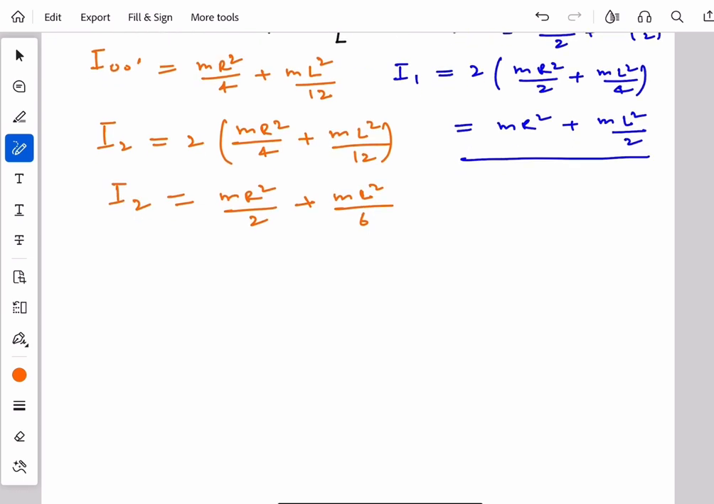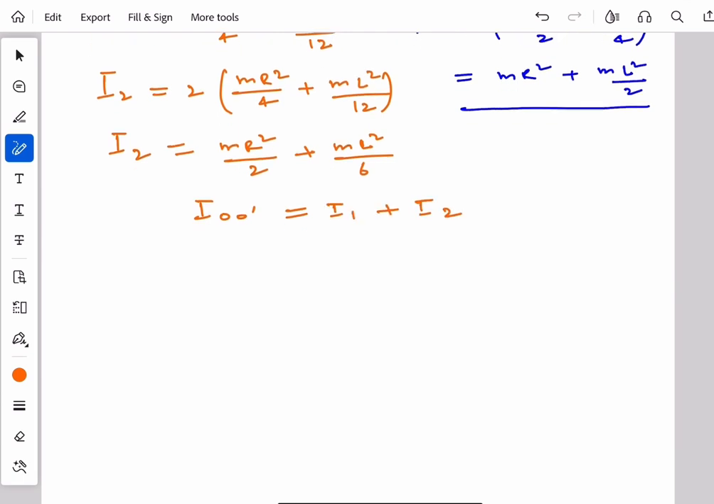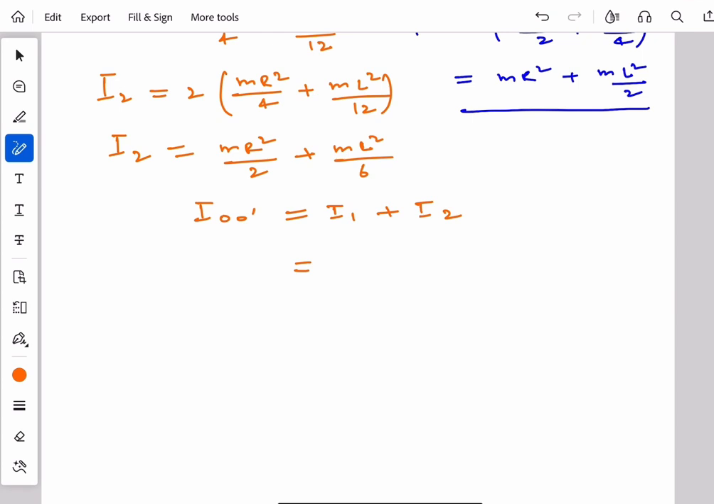So total moment of inertia of the square loop about the axis O dash is I1 plus I2. So we will get 3 by 2 small m into r square plus 2 by 3 into small m into L square.